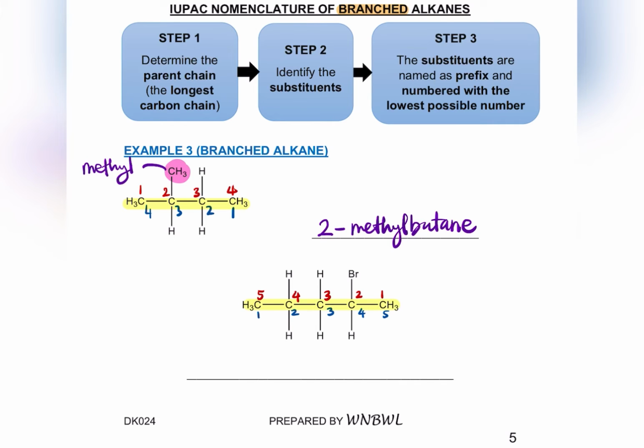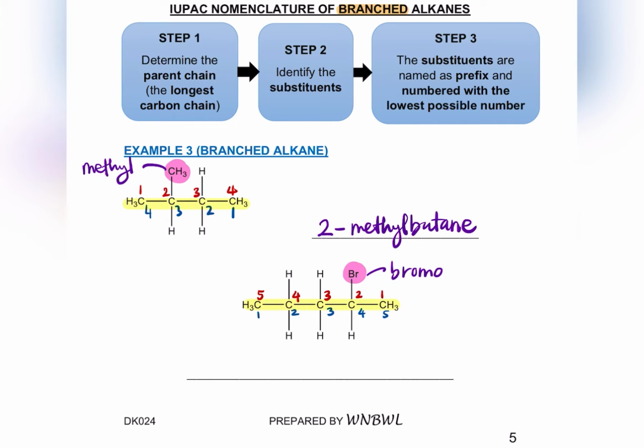And the next one, I got my substituent, which is Br. The name for Br is bromo. So this is bromo. So how do you want to give the name for bromo? Make sure the position of numbering for bromo is in the lowest number. So you got 2 and 4 at this carbon. So which one will you choose? You will take it as 2.